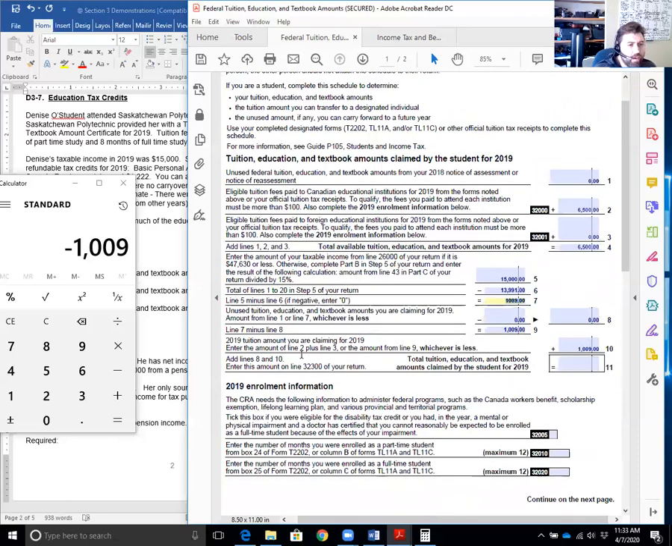Okay, so add lines 8 and 10. Enter this amount on 32,300 of your return. Okay, so add lines 8 and 10. Now, well, 8 plus 10, that's 0 plus 1,009.